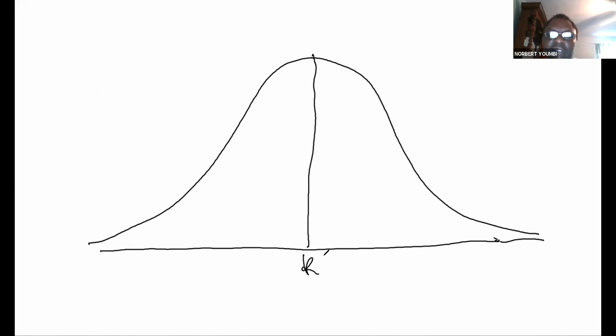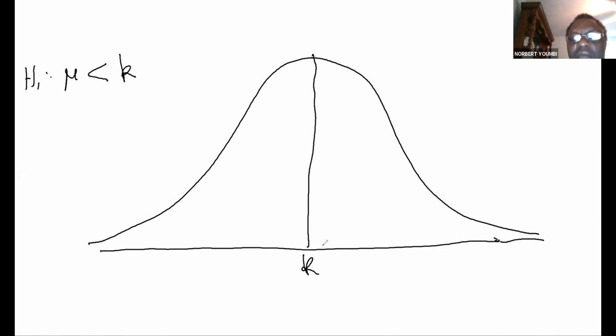We assume that the mean is K. So the null hypothesis always assumes that the mean is K. For a left-tail test, we are assuming that mu is less than K. The opposite of mu is less than K is mu is greater than or equal to K.